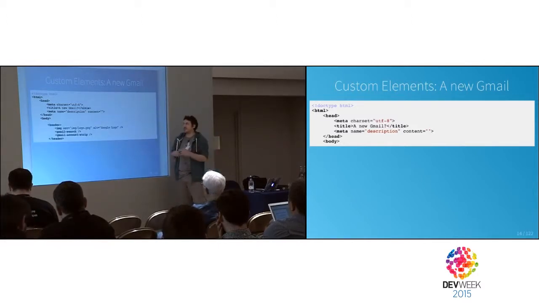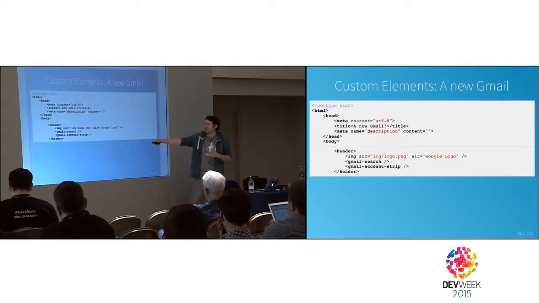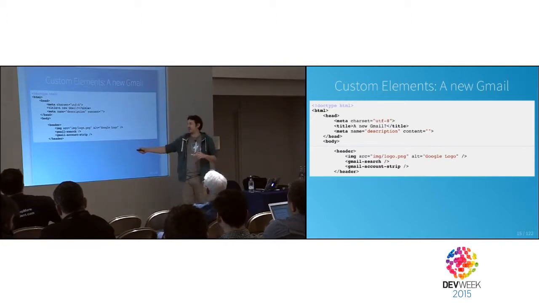So this is the new Gmail, say, and we've got a header, so we've got a bit of structure. Within the header, we've got a Gmail search element, so that's the search functionality. We've got an account strip, so the bit that lets you switch accounts and so on.